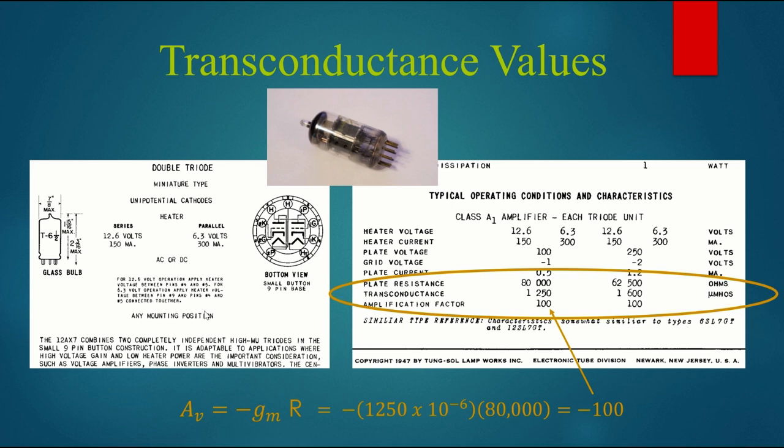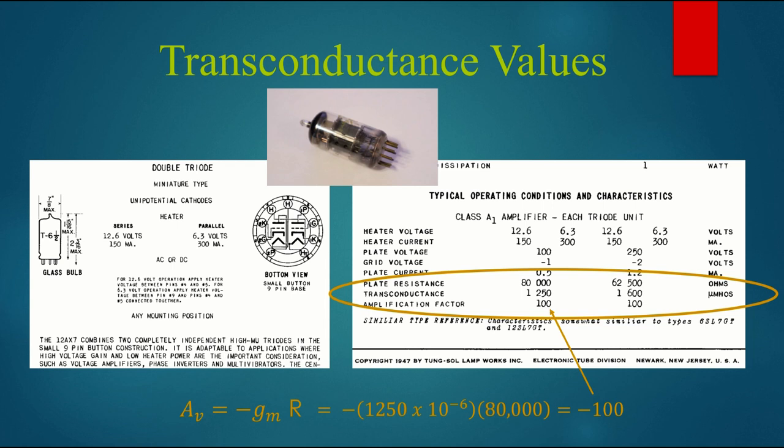Now, the plate resistance is also listed as 80,000. And if that was the only resistance involved, then the gain would be the multiplication of the transconductance and the 80 k ohm. And that gives us the minus 100. And the 100 is the amplification factor they list.